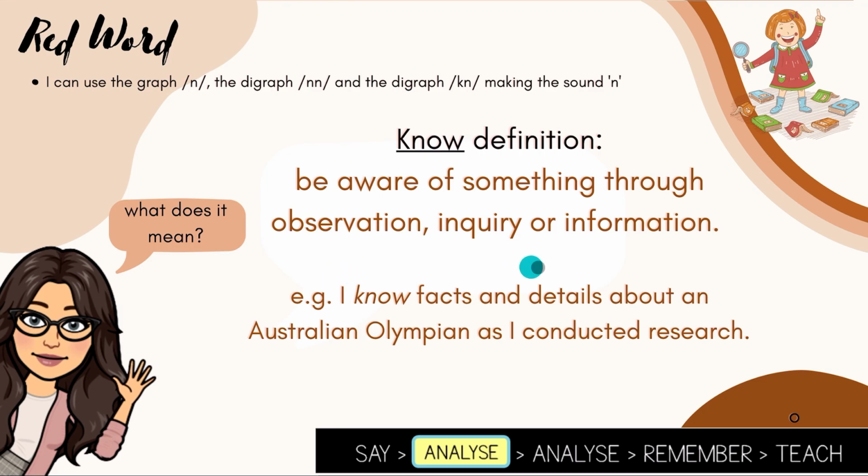If you look at the sentence I've put it in, it says, I know facts and details about an Australian Olympian as I conducted research. And this little illustration up the top here is representing that too. She's got all her little books around her and a magnifying glass, and she has got her finger up saying she knows something. Please be careful when you are using this word. It is not just N-O. N-O, which spells no, means that you are disagreeing with something. This know, K-N-O-W, means that you have knowledge about something.